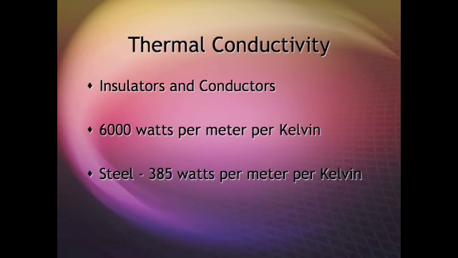Nanotubes can be used as both insulators and conductors. They conduct 6,000 watts per meter per Kelvin, while steel is only capable of conducting 385 watts per meter per degree Kelvin.